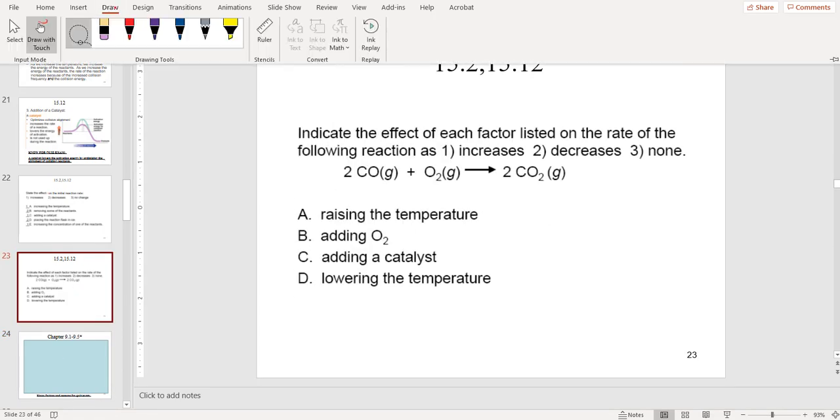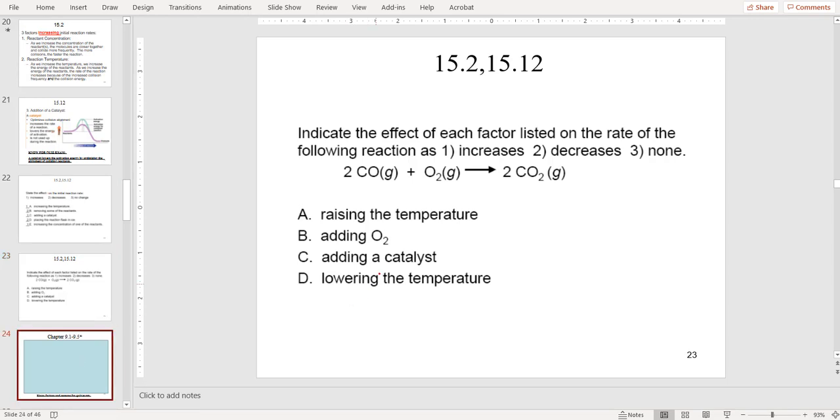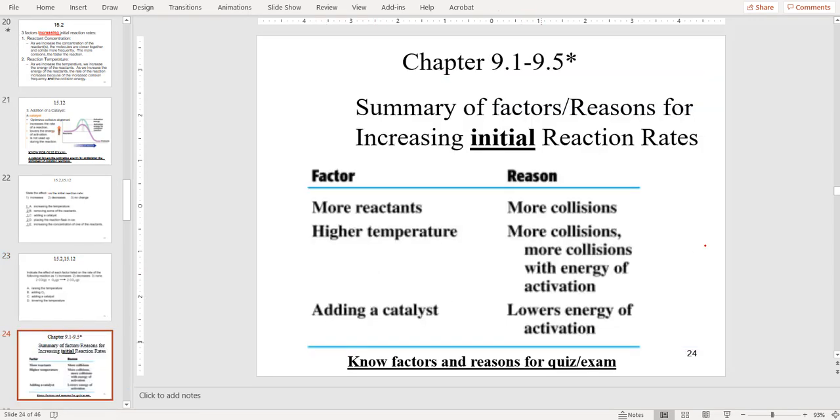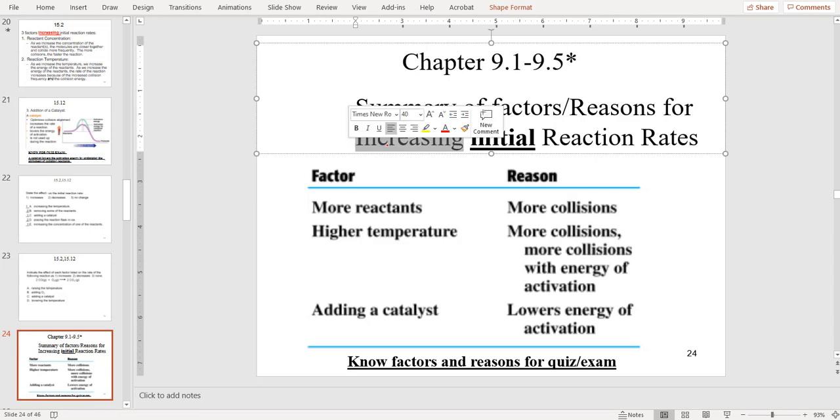Here is a summary. So this is for increasing, again, increasing reaction rates.